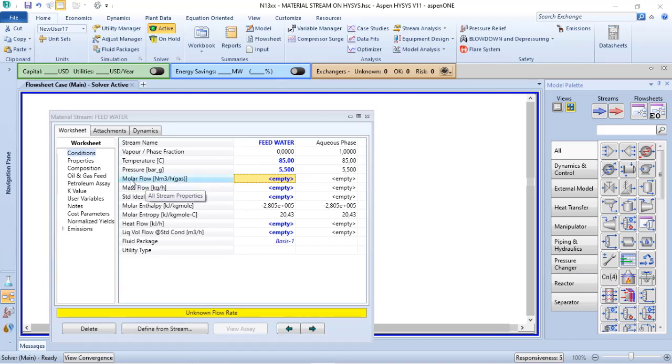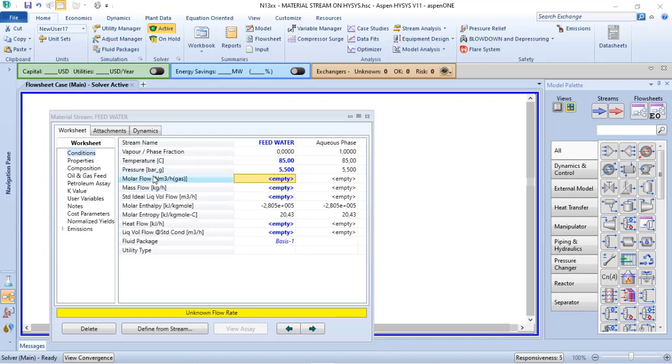The flow rate can be defined as molar flow, mass flow, standard ideal liquid volume flow, or liquid volume flow. If I add information for heat flow, I will also define my material stream. But most often, what we use is molar or mass flow.